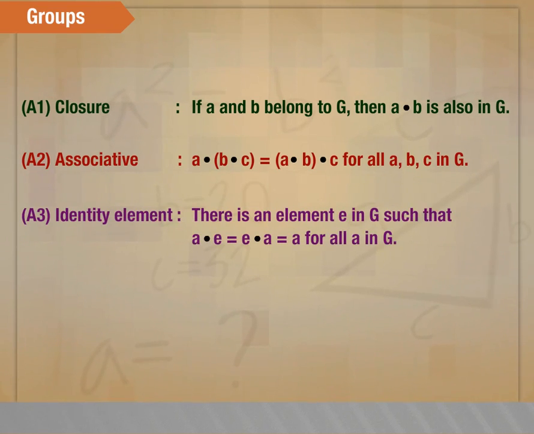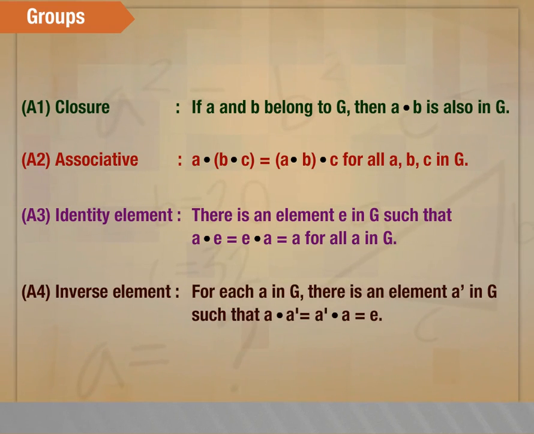A3. Identity element. There is an element e in G such that a · e is equal to e · a is equal to a for all a in G. A4. Inverse element. For each a in G, there is an element a' in G such that a · a' is equal to a' · a is equal to e.